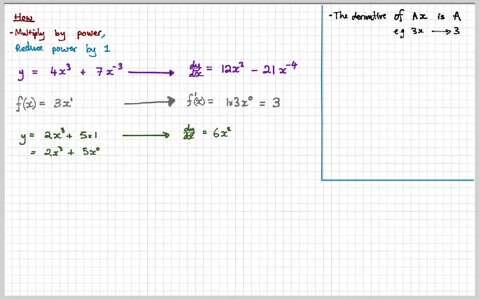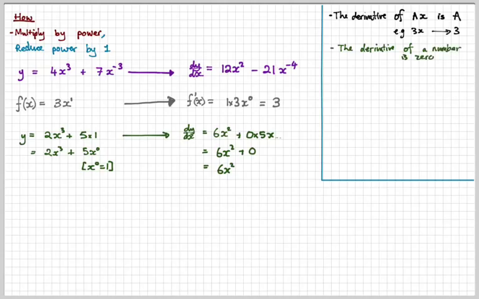But this allows us now to differentiate 5 on its own, because if we differentiate 5x to the 0, we're going to times by the power. Okay? Timesing by the power gives us 0 times by 5x to the power of something, but it doesn't matter, because 0 times 5 is 0. So when we differentiate 5 on its own, we just get 0. So the derivative of that function 2x cubed plus 5 is just 6x squared plus 0, which is 6x squared. So another rule of thumb is the derivative of a number is 0. For example, 5, the derivative is 0.